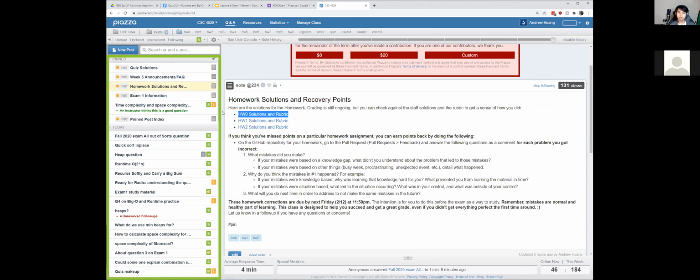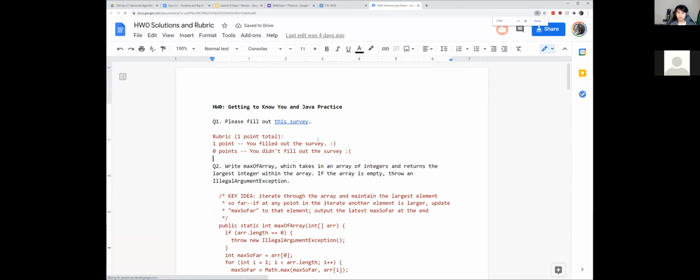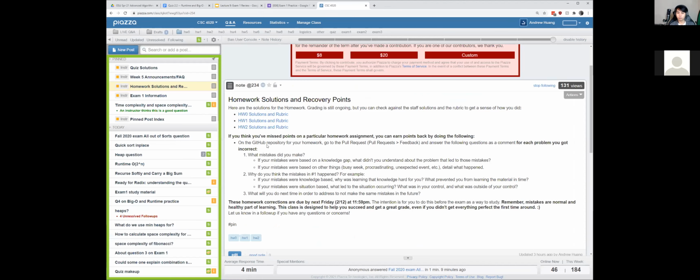You can see the homework 0 here is displayed so that you can check out what you got right and wrong on homework 0 and what the points of that are like. And you can actually earn points back by doing this homework recovery. So it says on the GitHub repository for your homework, go to the pull request and then answer the following questions. It asks you, what mistakes did you make on the homework? Why do you think that happened? As well as what do you think you can do better next time, right? So if you want to earn points back from not only homework 0, but homework 1 and homework 2, you can do that this week.